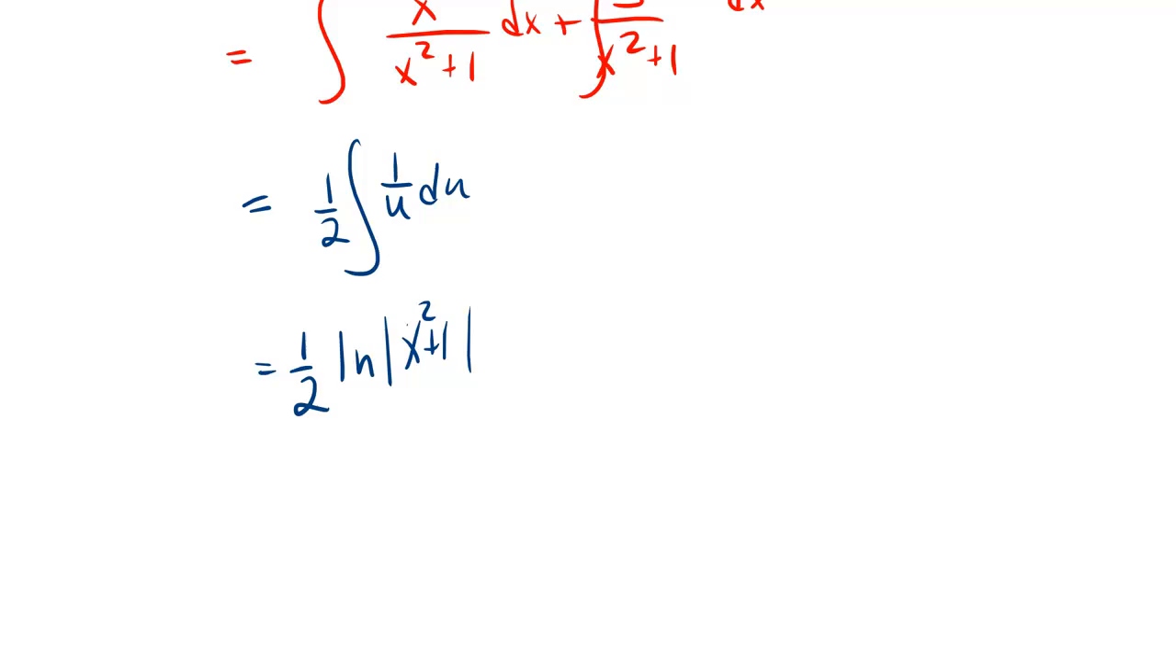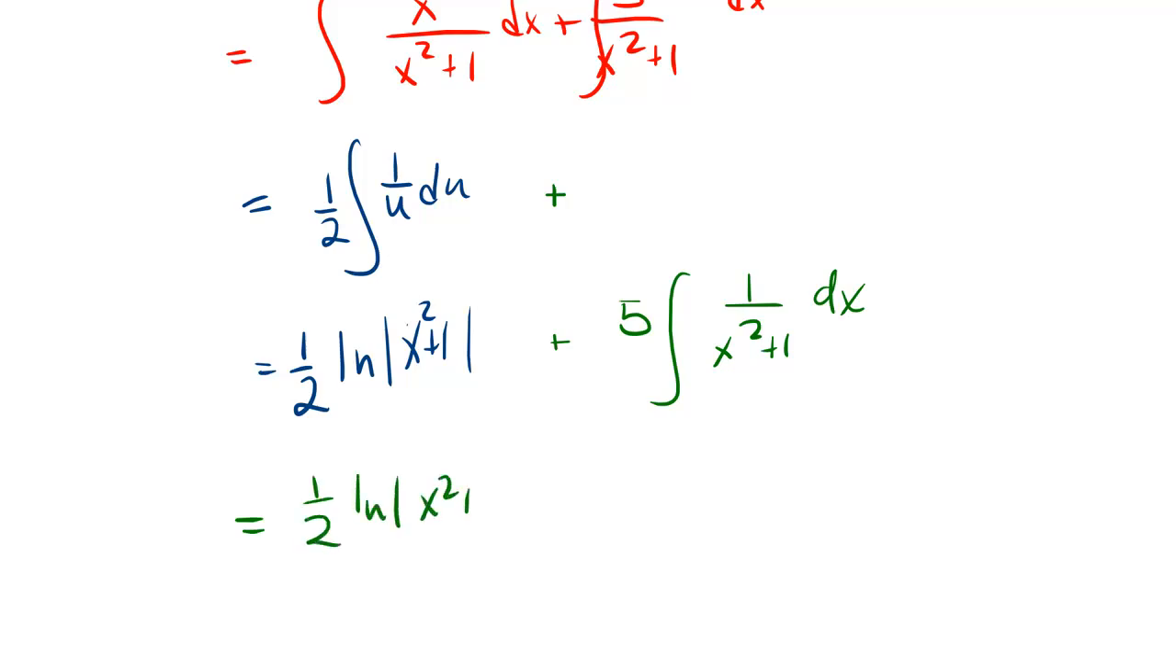Now the second one is a little bit more tricksy. So the second one here, I'm going to pull the 5 out in front and have 1 over x squared plus 1 dx. This is one that we've done before, and so if you recall, great. Otherwise, we can just remind you it's the inverse tangent of x, and we have to add an arbitrary constant here.